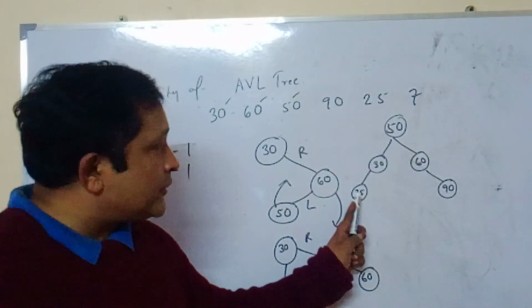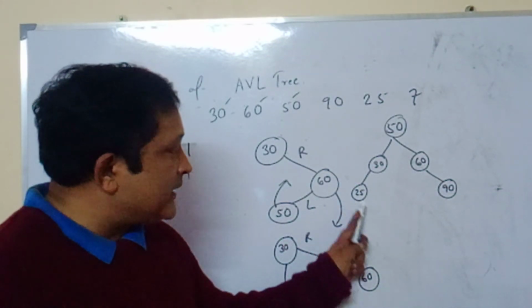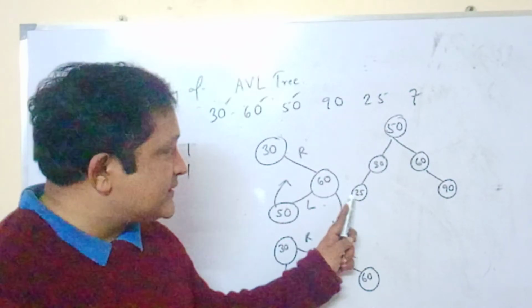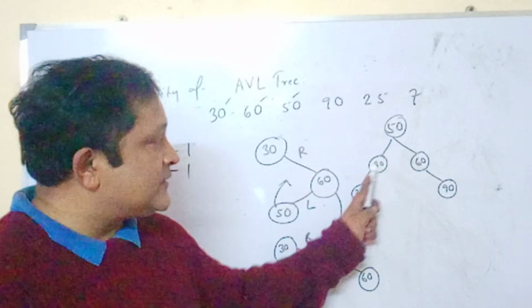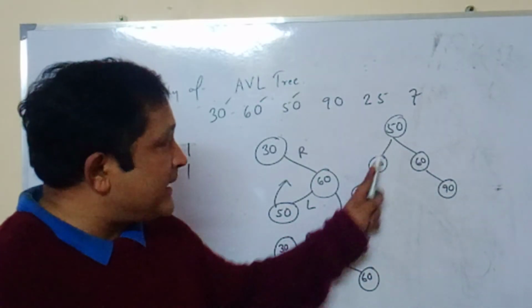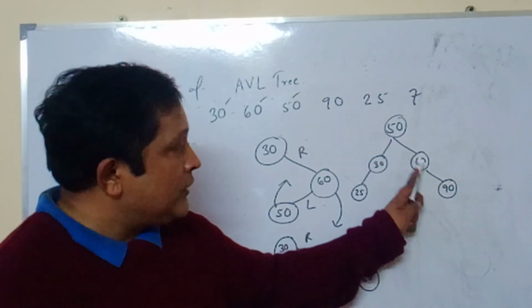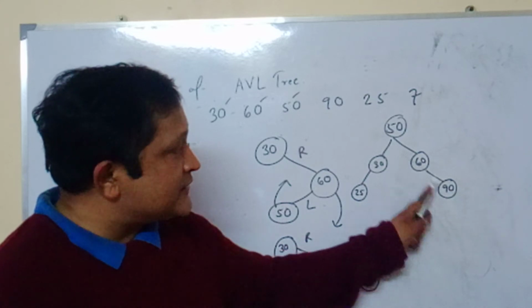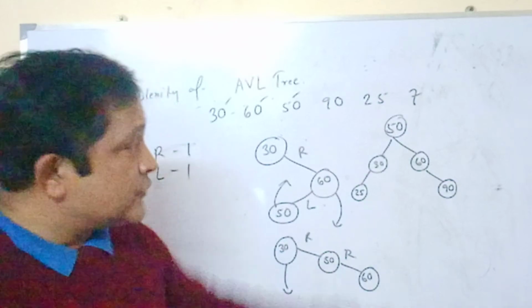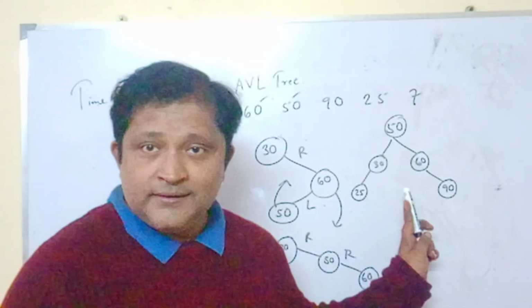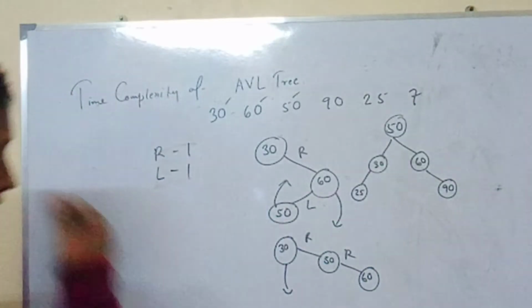What is the balance factor of 25? 0 minus 0, that is 0. Left subtree the height is 0, right subtree the height is 0, so it is 0. What is the balance factor of this? 1 minus 0, 1. What is the balance factor of this? 2 minus 2, 0. What is the balance factor of this? 0 minus 1, minus 1. What is the balance factor of this? 0 minus 0, 0. So it is completely balanced AVL so far.